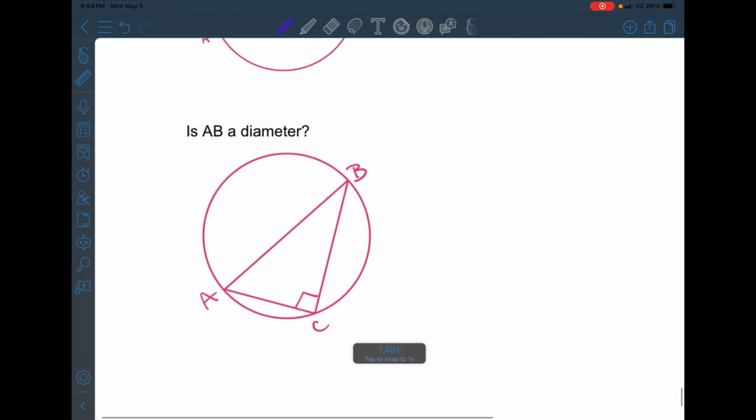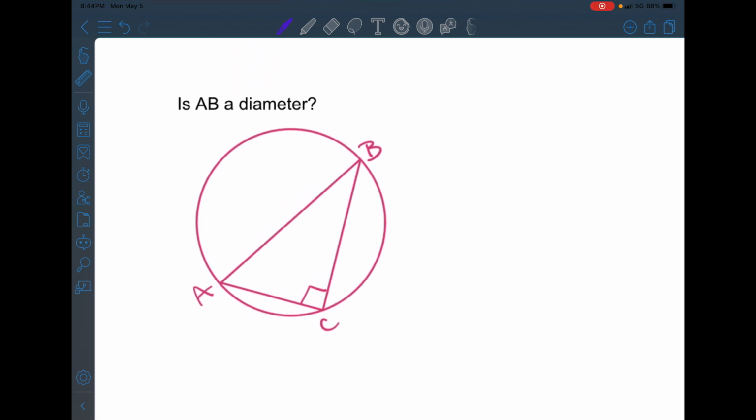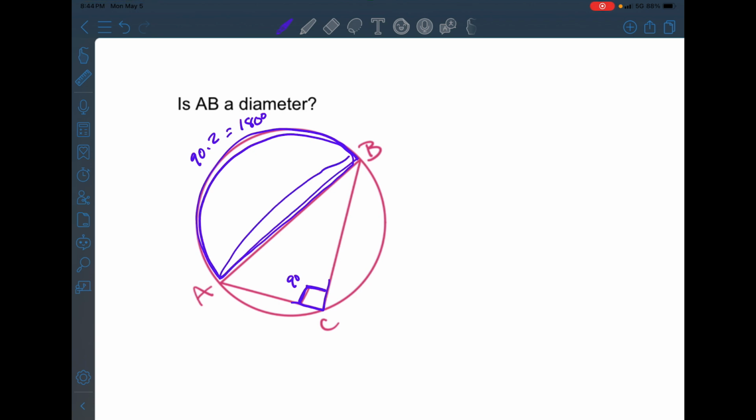All right, it says, is AB a diameter? Well, this is our central angle right here, which means it's half of the arc that it makes. It makes this arc. So if this is 90 degrees, double it. 90 times 2 is 180 degrees. What do we know in a circle that's 180 degrees? A semicircle. And for you to have a semicircle, this has to be the diameter. So AB is the diameter.